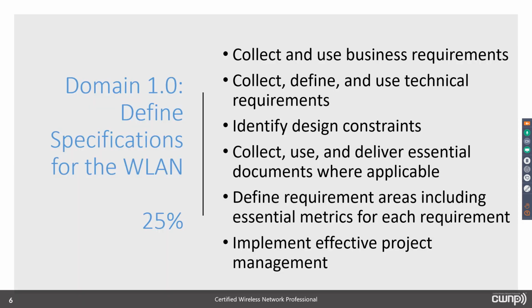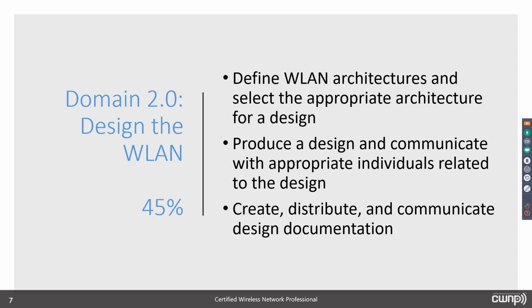Okay, so let's talk about the different domains in the CWDP exam. Domain 1 is define specifications for the wireless LAN. It does make up 25% of the exam. And as you can see here, there are 6 major objectives within that domain. We'll look at the actual objectives document and talk a little bit more about that momentarily. And then domain 2 is design the wireless LAN. And there are 3 major objectives here. Now, don't let that fool you, because these are 3 big major objectives, particularly the first 2. So just because there are only 3 listed as major objectives, we have sub and sub-sub objectives within this section. So definitely a lot of detail in there, and you'll see that in the objectives document.